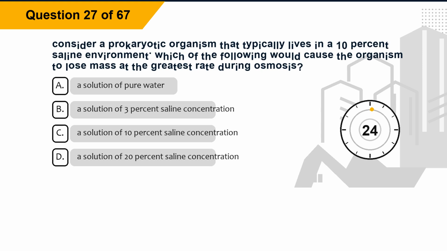Question 27. Consider a prokaryotic organism that typically lives in a 10% saline environment. Which of the following would cause the organism to lose mass at the greatest rate during osmosis?